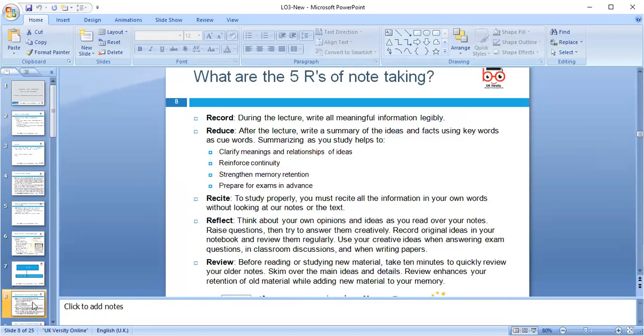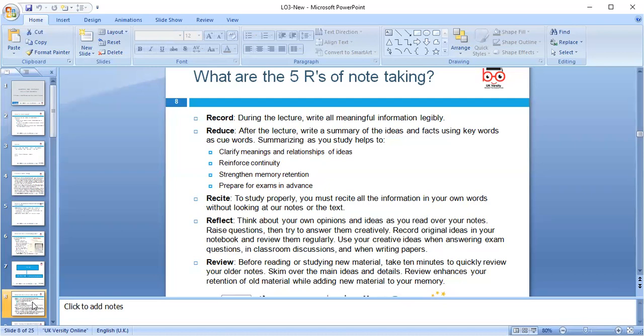What are the five Rs of note-taking? Record during the lectures: write all the meaningful information. Reduce after the lectures: write a summary of the ideas, using the keywords. Recite: summarize the keywords and clarify the meaning and relationship of ideas, which reinforces continuity and strengthens memory retention.